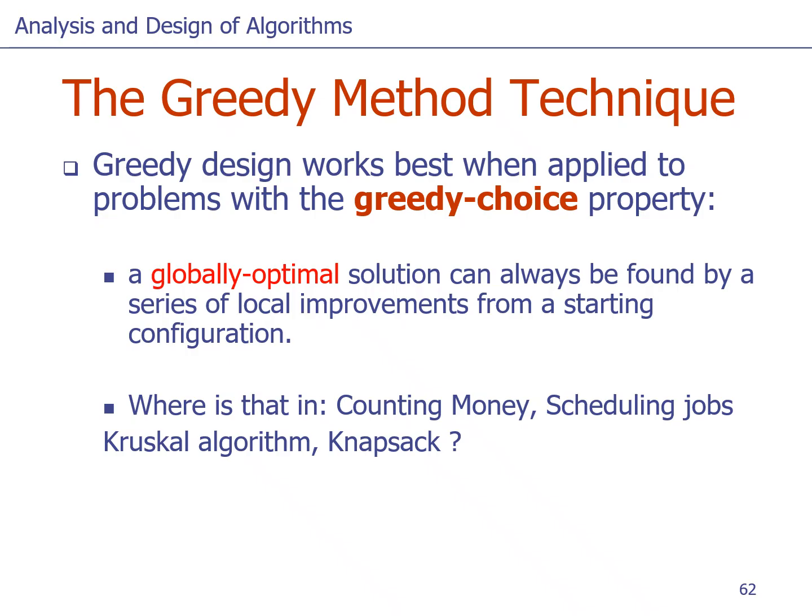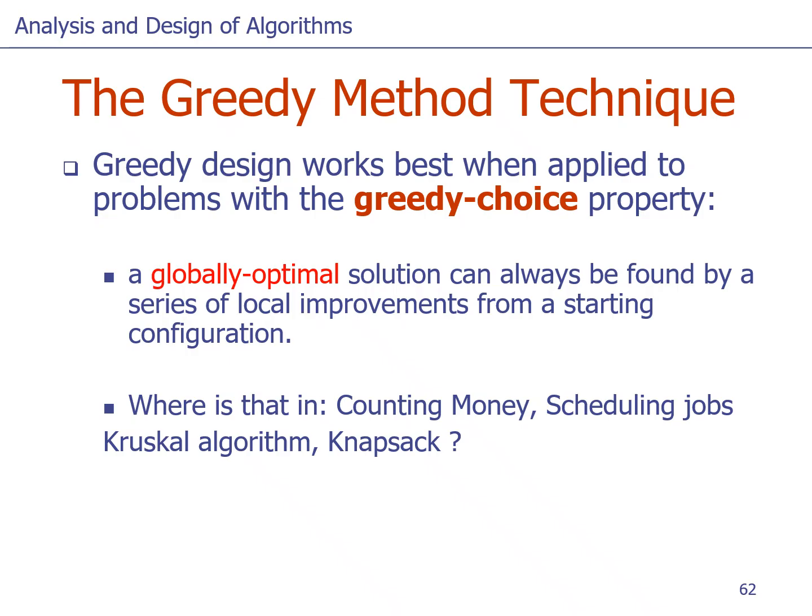Now let's conclude by talking about the greedy method. When to use it? When to use a greedy method? Now, we have a nice term that we use to qualify problems for using greedy. If a problem has what's called the greedy choice, what do I mean by a greedy choice? I mean that a globally optimal solution, which is the bullet I've written here, can always be found by a series of local improvements from a starting configuration.